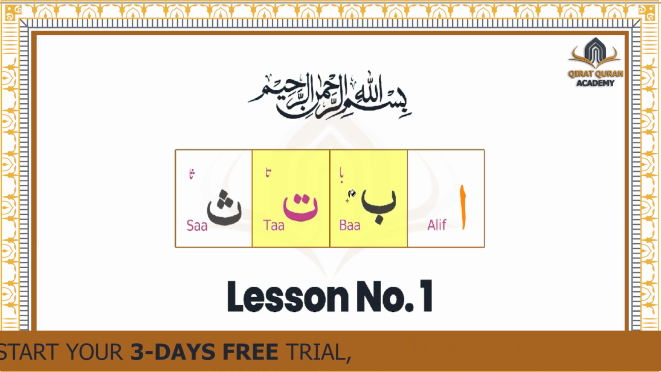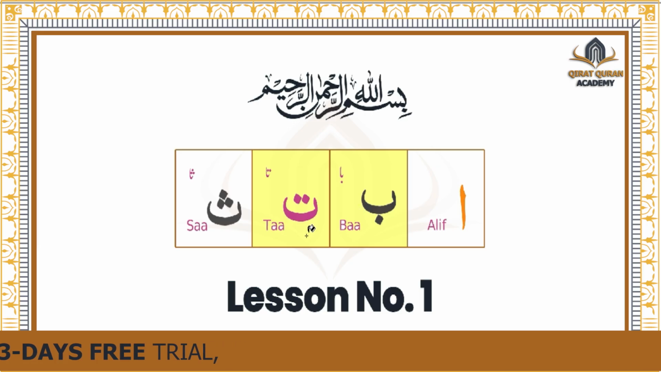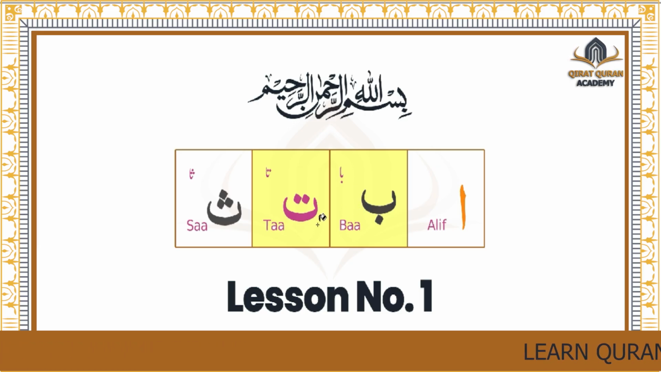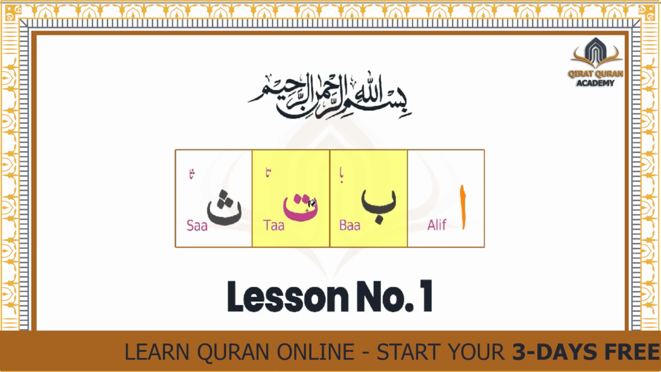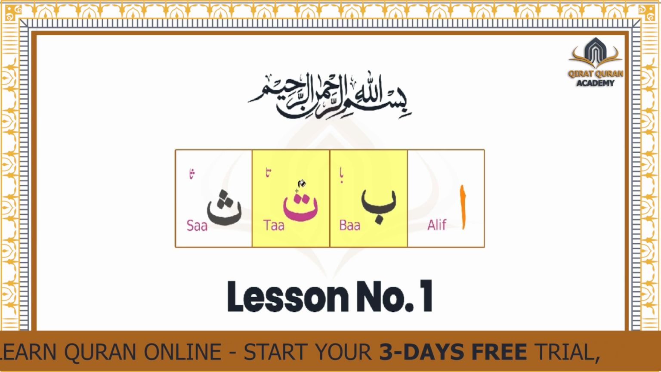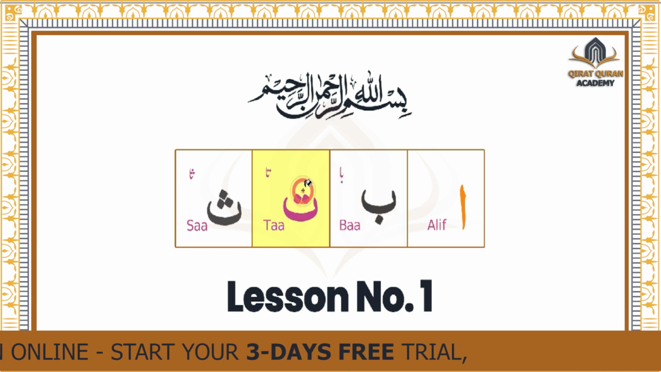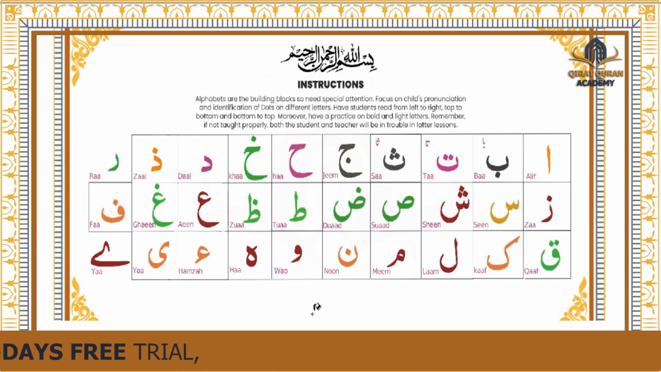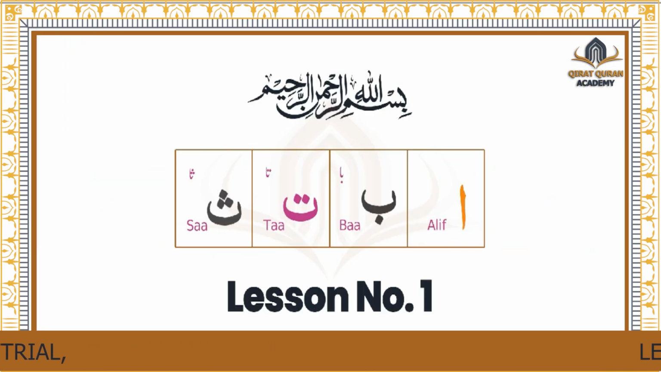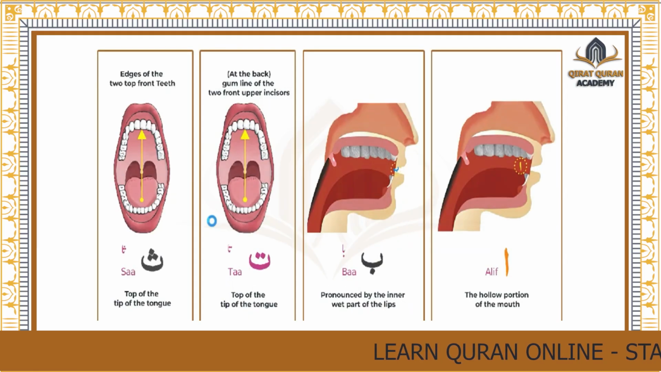Now can you see? Ba and Ta has same shape, but dots makes the difference between Ba and Ta. Ba has only one dot at the bottom, and Ta has two dots at the top. Okay, now let me show you the origin of Ta.